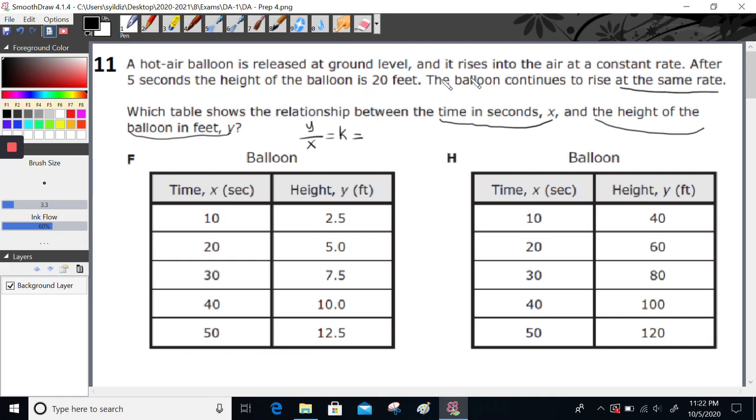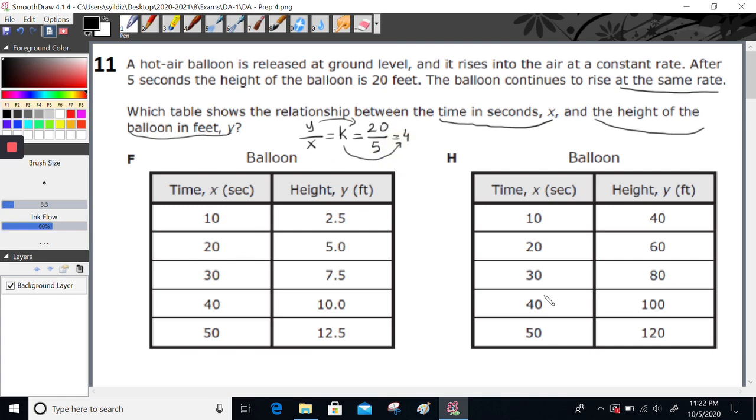And in this example, the y is going to be, as you see, after 5 seconds, the height of the balloon is 20 feet. So y here is 20, because the height of the balloon in feet is 20, right? y is 20, over after 5 seconds. So time in seconds, it's going to be 5 because x is the time in seconds. So if we divide y by x, or if we divide 20 by 5, we're going to get 4. That means the k, the constant of proportionality, is 4, right?